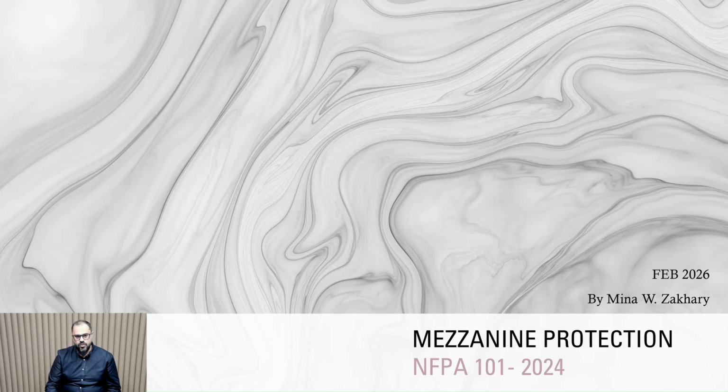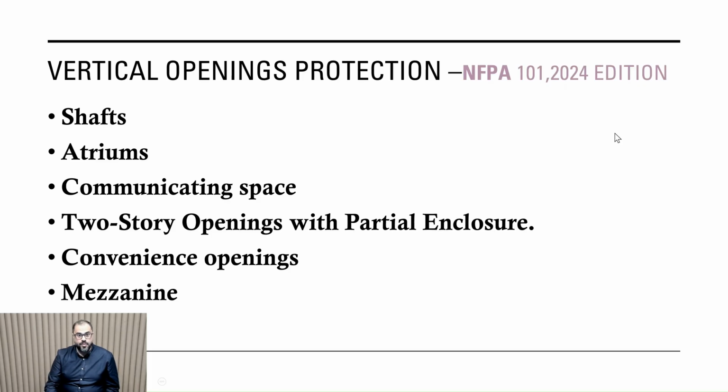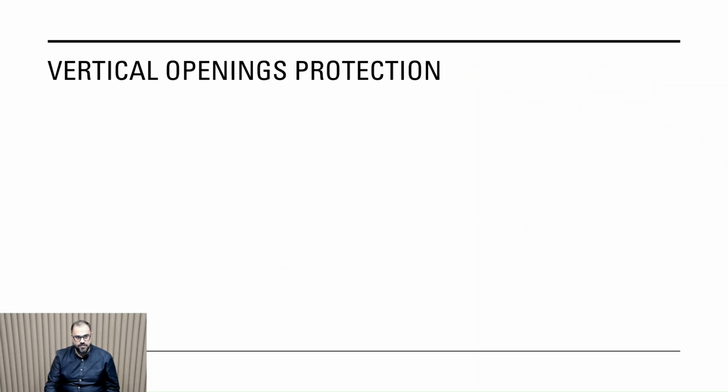In this video, we will cover the mezzanine protection as per NFPA 101 2024 edition. The mezzanine protection is one of the vertical opening protections, and it is very important to maintain the fire protection requirements for the vertical openings. The vertical openings could be shafts, atriums, communicating space, two-story openings with partial enclosure, convenience openings, or mezzanine. And here we will cover the mezzanine requirements.